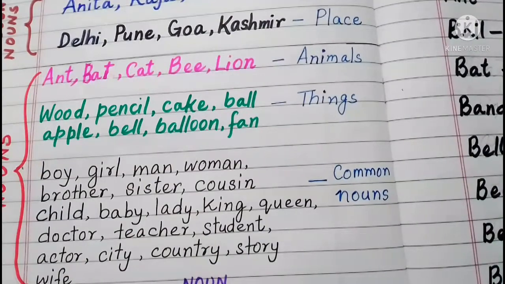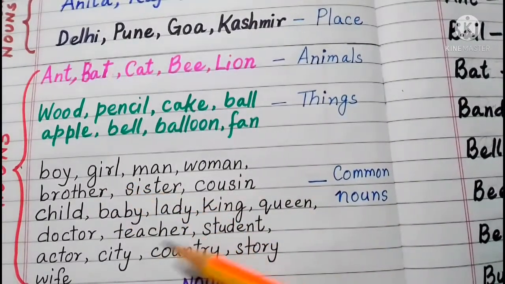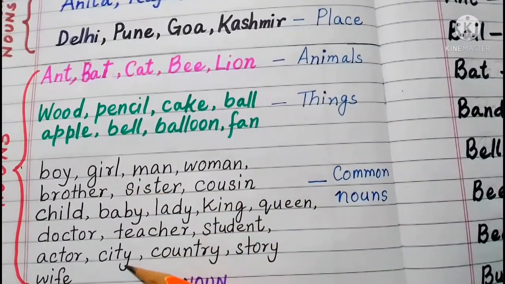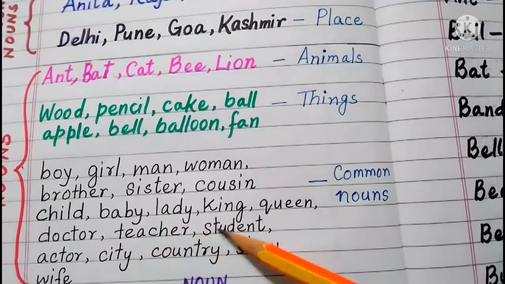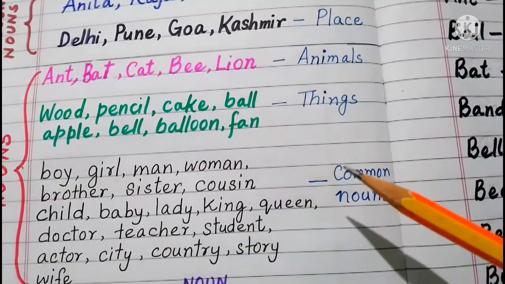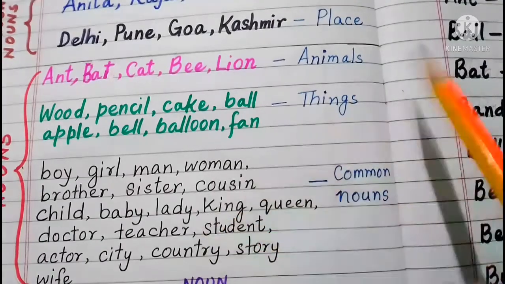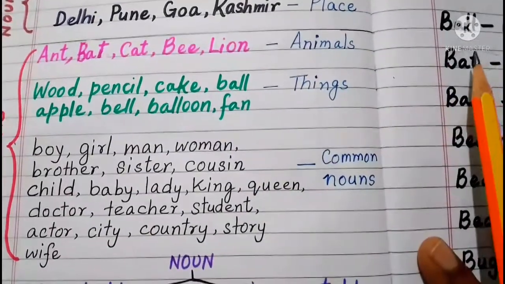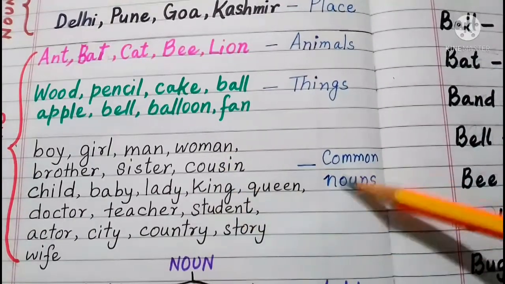Boy means a male person of young age. Similarly, girl means a female person of young age. So boy and girl are also nouns. City is a type of place. Country is a type of place, a name of place rather. Actor, doctor, teacher, student, these are professional names, related to the type of work the person does. So these are also nouns. These are called common nouns.